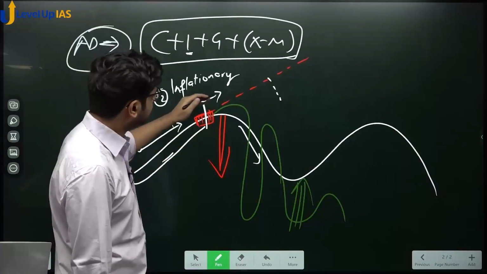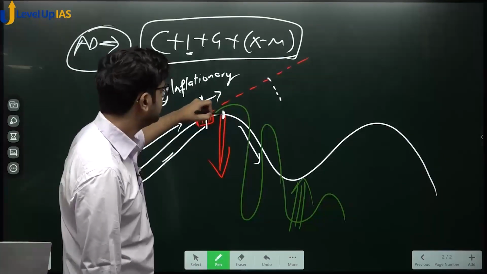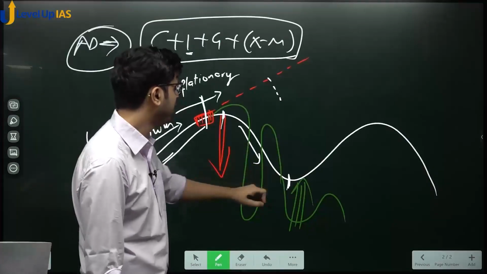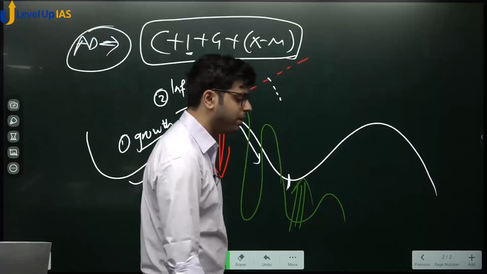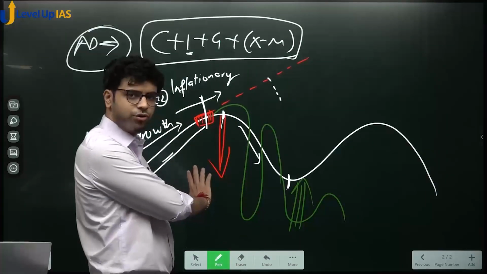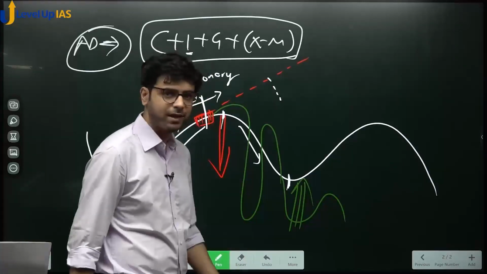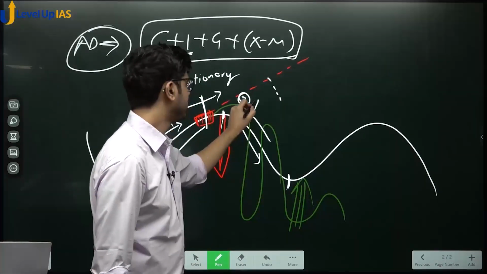Okay? So this is the inflationary phase. This is called a peak. It's normal, peak and trough. Waves, right? This is called a peak. After you hit the peak, your economy, either automatically or due to government intervention, will start to go down because of demand supply mismatches, and you enter the third phase, which is called the recession phase.